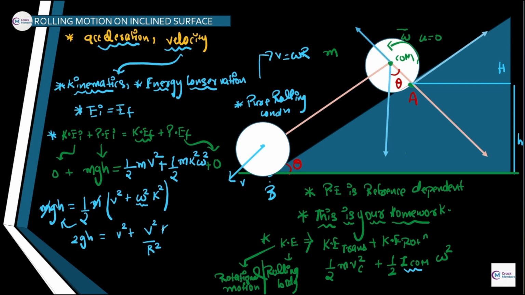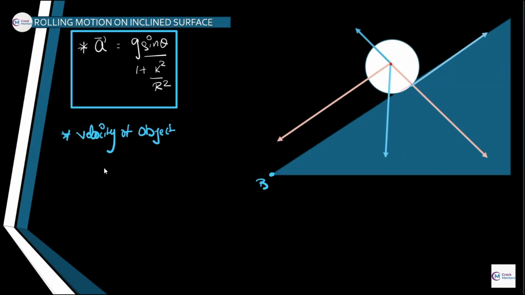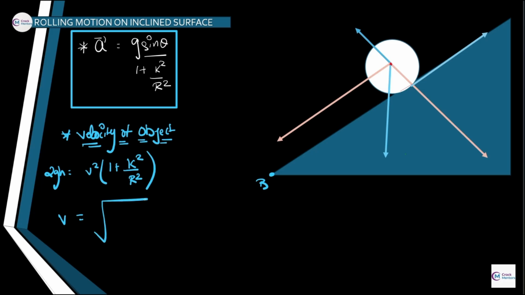After solving this, the velocity of the object is the square root of 2gh, going with some more basics, v square times 1 plus k square upon r square. So the velocity is the square root of 2gh upon 1 plus k square upon r square. This is the velocity that we have right now.